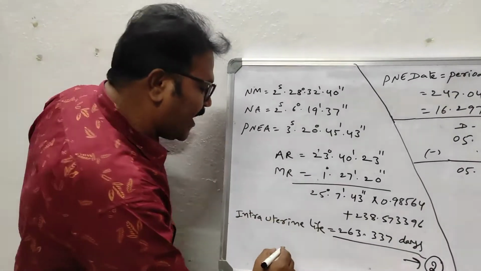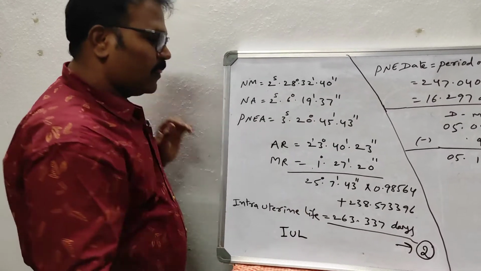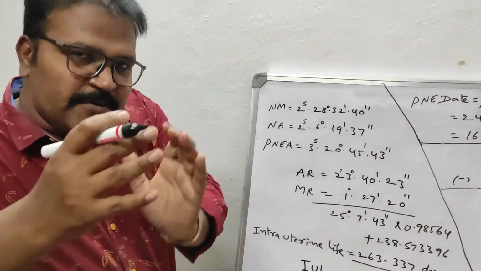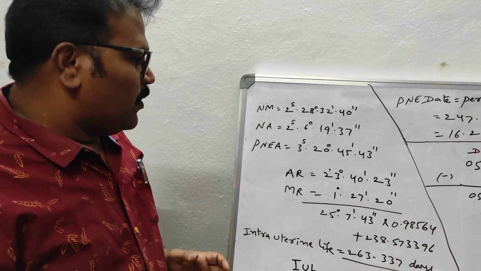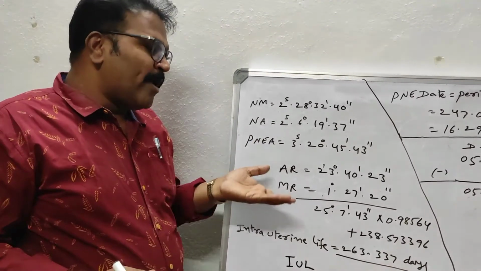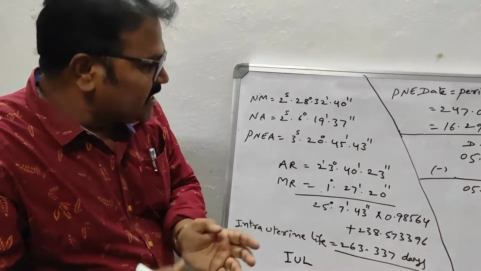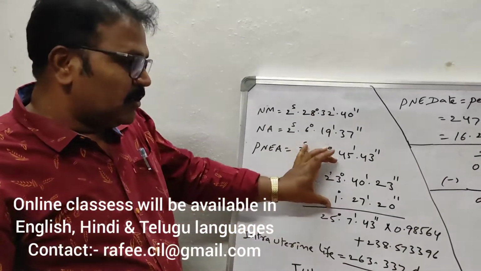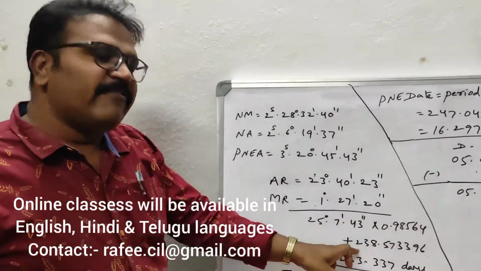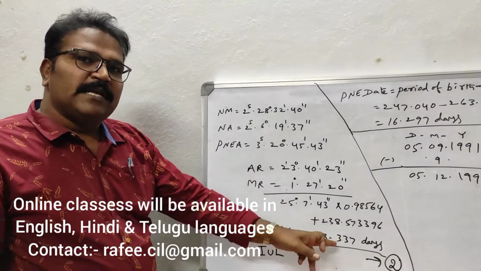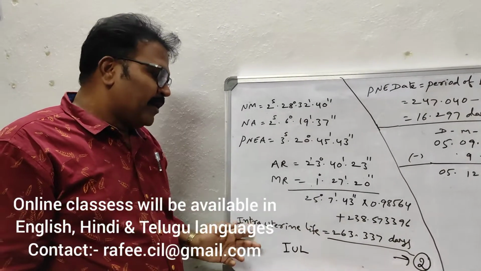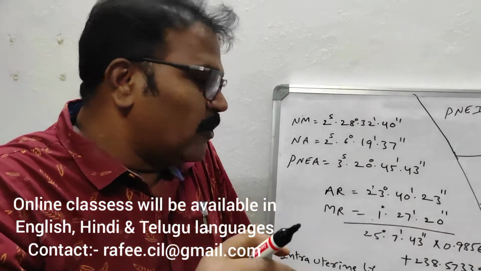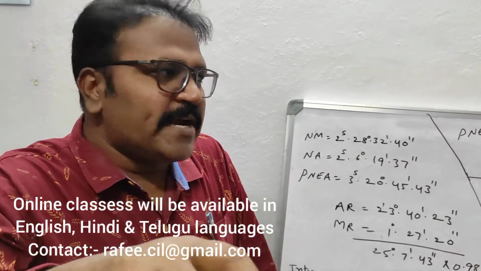This is called IUL. IUL means the period of pregnancy, the duration of pregnancy, you can say. So AR and MR should be added. How can we get AR and MR? From 30 degrees, the degree should be subtracted. Then addition, multiplication, and finally addition, and in total we get this number. These days are called intrauterine life, IUL in simplified form, or in other words, the duration of pregnancy.